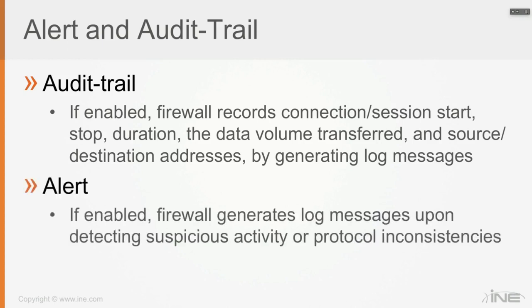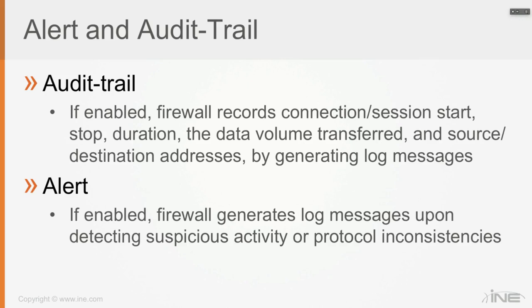Alert means that if you enable the alert capability, as the firewall inspects traffic back and forward, the firewall generates log messages upon detecting suspicious activity or protocol inconsistencies. Which pretty much means that the alert function is only valid if you inspect protocols, if you inspect the layer 7 protocols like match protocol FTP, match protocol TFTP, not really for something like match protocol UDP.